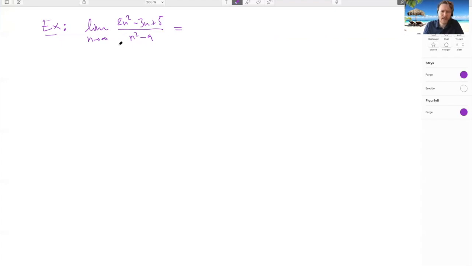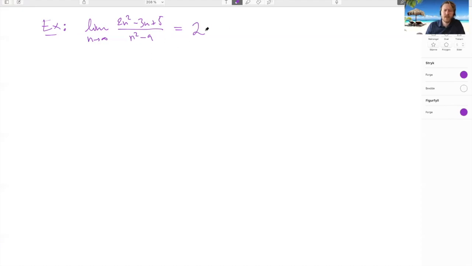But what is the limit here? Well, when n becomes huge, it's 2n squared that completely dominates up here. These terms don't make much of a difference. The 5 certainly doesn't, and 3n does not do much. And similarly down here, the 9 does not matter at all. So we have 2n squared divided by n squared when n becomes really huge, so the limit here has to be 2. But how do we prove this?